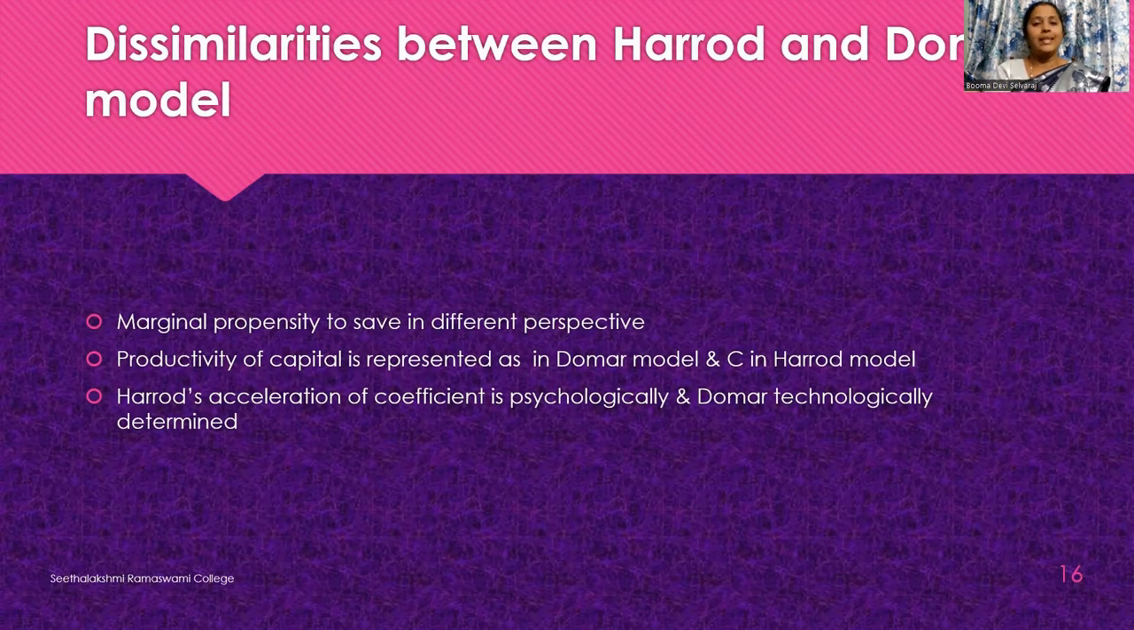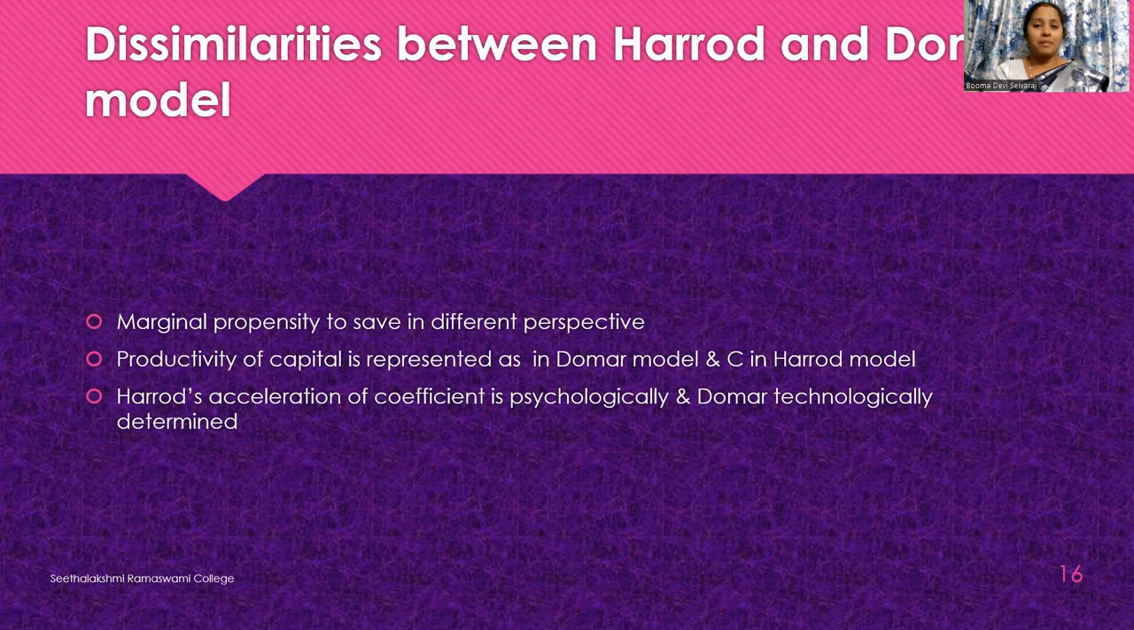Next, we are going to see the dissimilarities between the HARROD and DOMAR models. First, both the models use the marginal propensity to save, but in different perspectives. DOMAR assumed it as alpha and HARROD referred to it as s. The second dissimilarity between these two models is the productivity of capital is represented as sigma in the DOMAR model and C in the HARROD model.